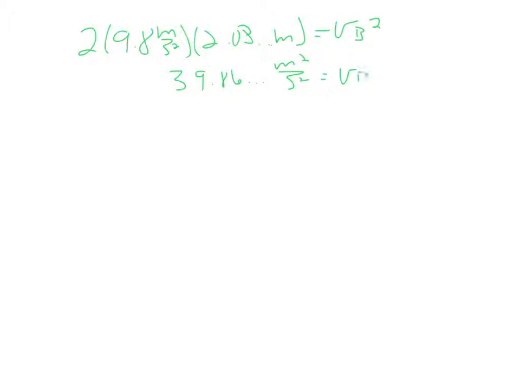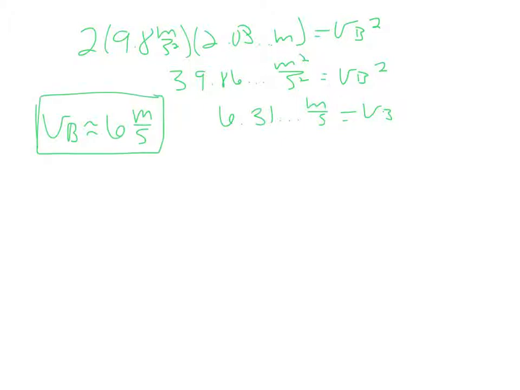So 2 times 9.8 meters per second squared times 2.03, keeps on going, meters, equals v_B squared. 39.86, keeps on going, meters squared per second squared, equals v_B squared. Square root of that, 6.31, keeps on going, meters per second, equals v_B. I think we only have one sig fig, so the speed at B is approximately 6 meters per second.